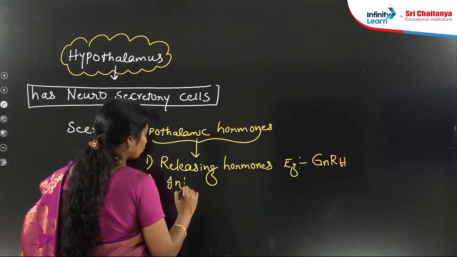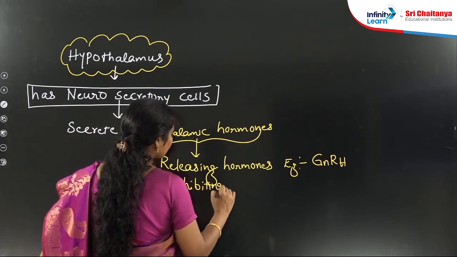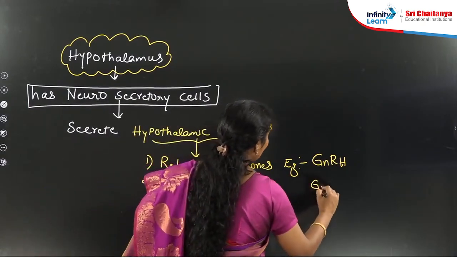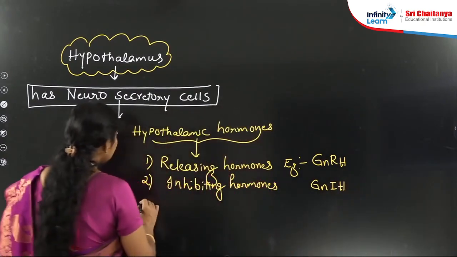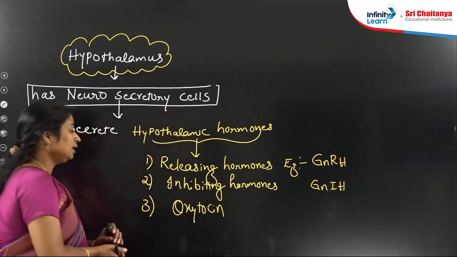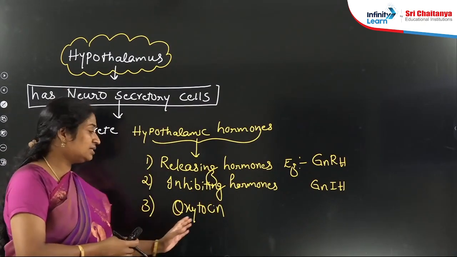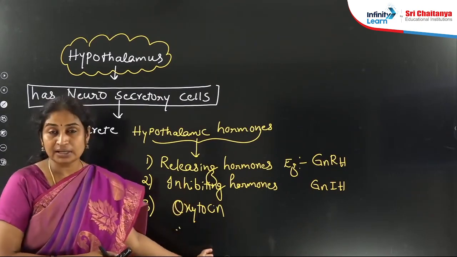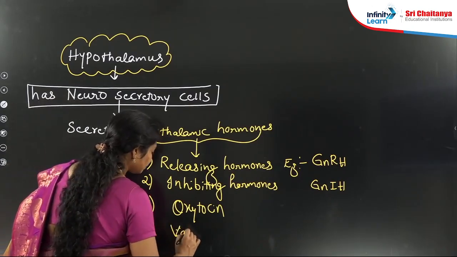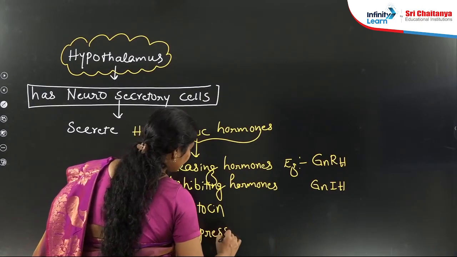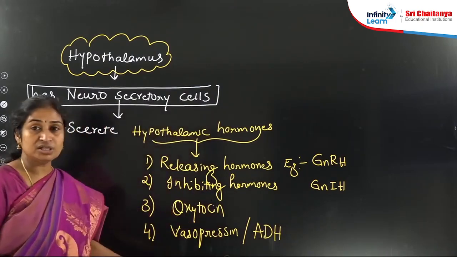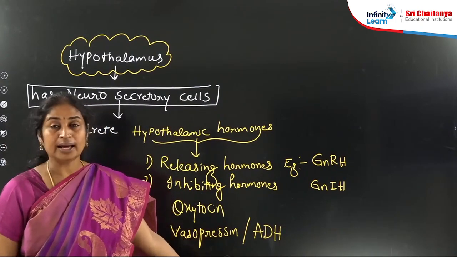The second one is inhibiting hormones. Taking the same example, you can take gonadotropin inhibiting hormone. Next, the third one is oxytocin, which acts on the uterus and facilitates easy delivery, that is parturition. It also acts on the mammary glands and is involved in ejection of milk. The fourth one is vasopressin, also known as antidiuretic hormone or ADH. Deficiency of vasopressin or ADH leads to diabetes insipidus.